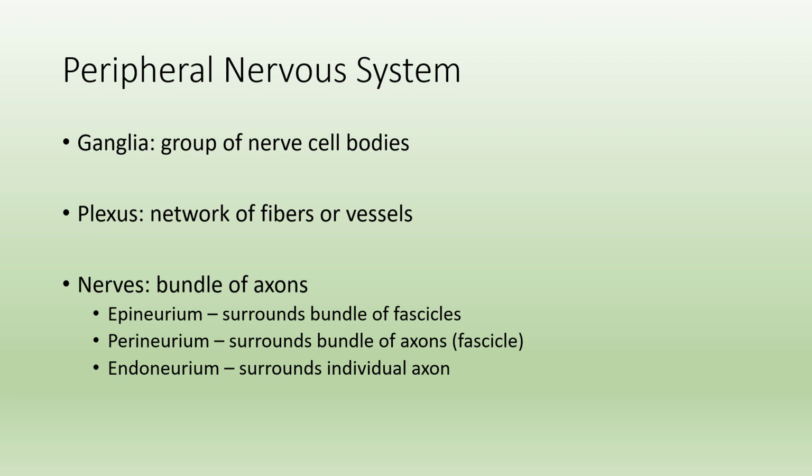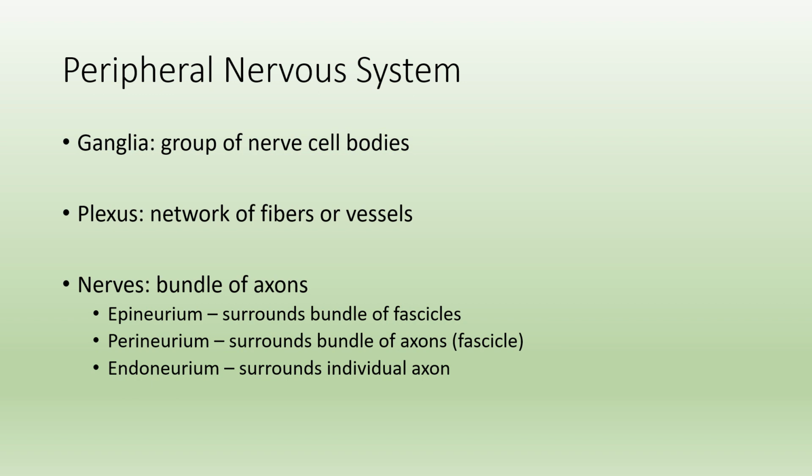With the nerves, we also have some other vocabulary to be familiar with: the epineurium, the perineurium, and the endoneurium. All of these are connective tissue that makes a membrane and covers and protects. The endoneurium is connective tissue that just surrounds an individual axon. And so typically if you have that axon, you're going to have this protective layer, the endoneurium.